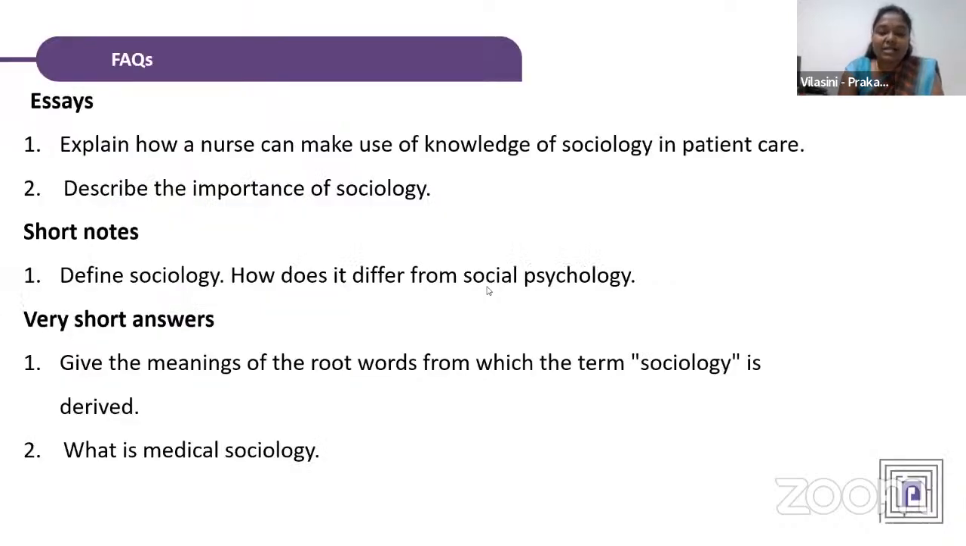Next, the questions which will be asked in Unit 1, that is about the introduction. The questions can be like: explain how a nurse can make use of knowledge of sociology in patient care. So, as I've told you, the nurse comes in contact with four categories of people: the management and doctor, patient, kinsman, and the community. These are the fourfold aspects where the nurse comes in contact. So we have to write those points and elaborate how the nurse provides the care, the understanding, and the equality of care, and how we can promote the health of a person. Then the second question can be: describe the importance of sociology.